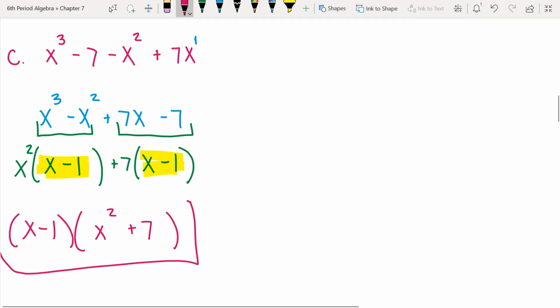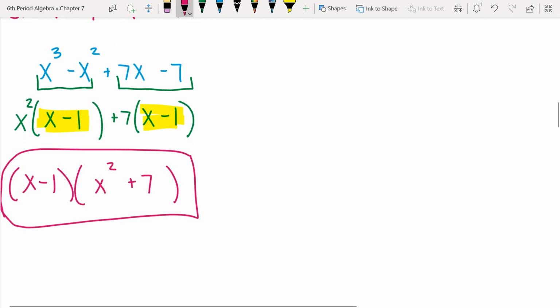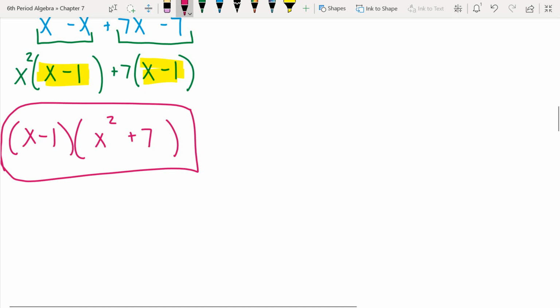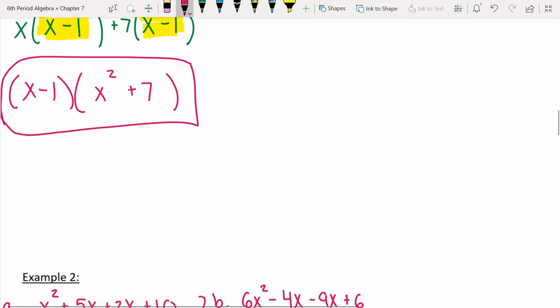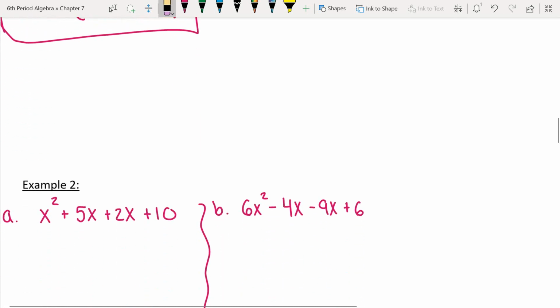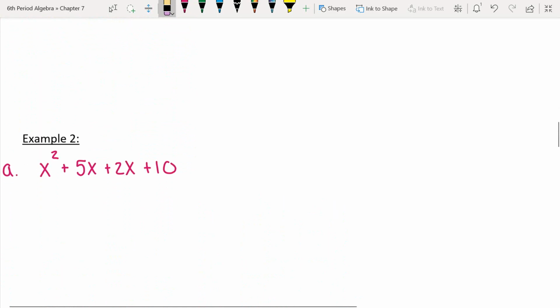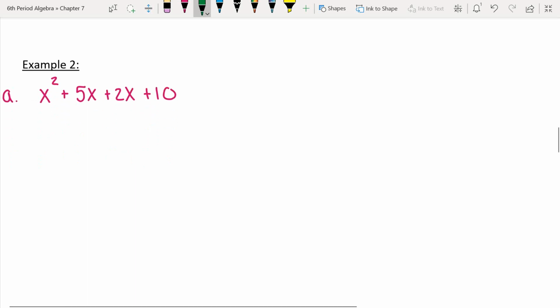How'd you do? Did you do okay? Did you figure it out? Did you run into any issues? Well, let's see. I didn't show all the nasty details on this one. So try and check your work with it. See, did you get it? Did you not? If you didn't, it's not a big deal. We still have more to practice.